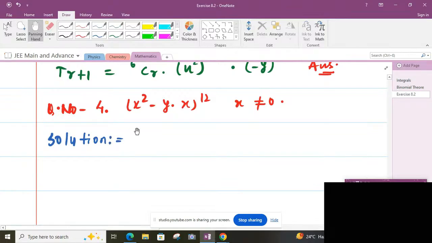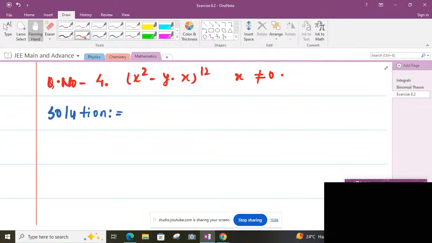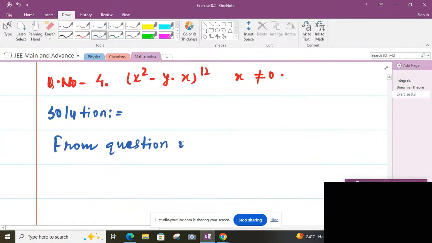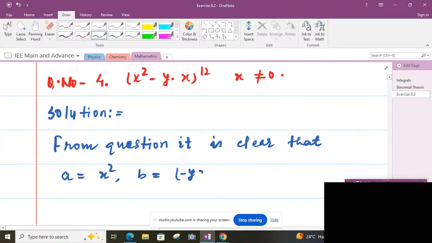From question it is clear that here a will be x square and b will be minus yx and n will be 12.